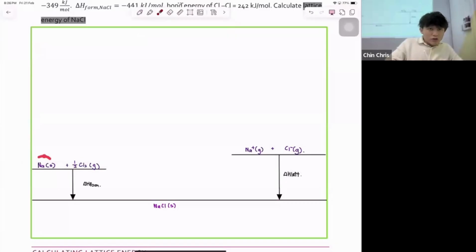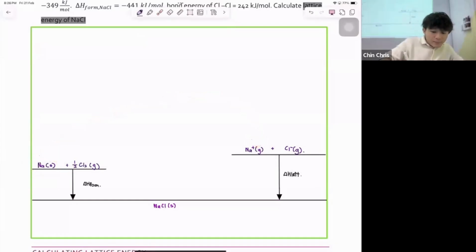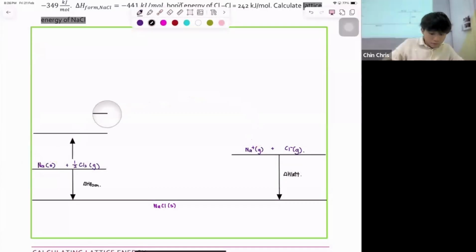Yes. Right now, let's look at sodium. Okay, how do you turn sodium solid into sodium gas plus? So first step, guys, I need to atomize our sodium first. Alright, guys, solid sodium turns into gas sodium. So that is your delta H atomization of Na.